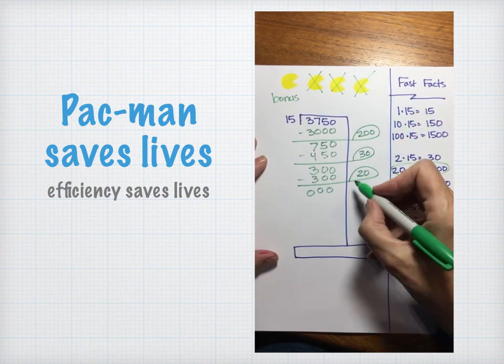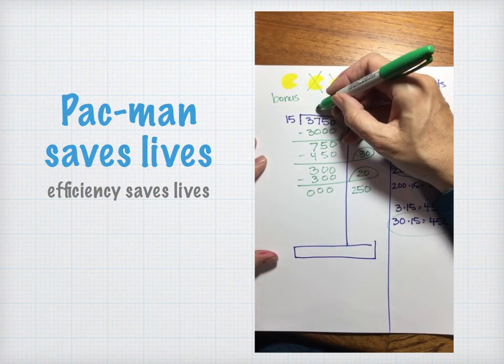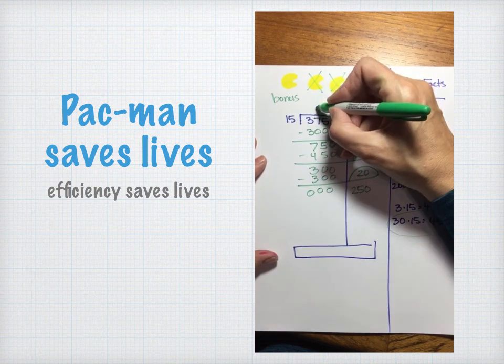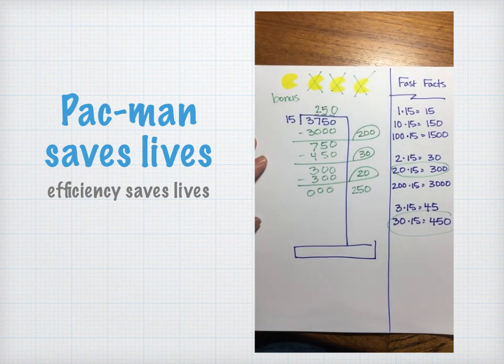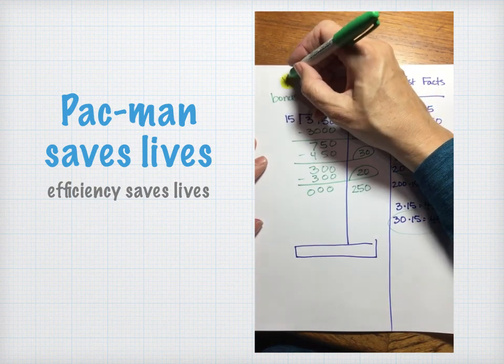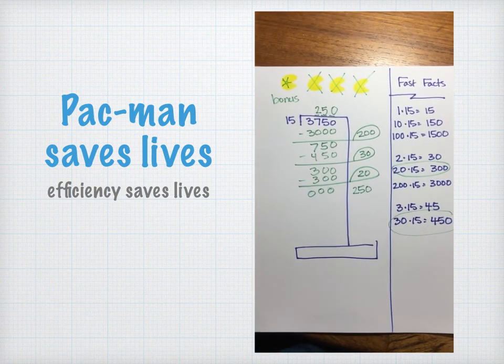So now they still have their 250. And I do like to show them we have hundreds, tens, and ones. 250 is where we would put the quotient. And they solved that with 1 Pac-Man left. That's a pretty exciting moment for them.